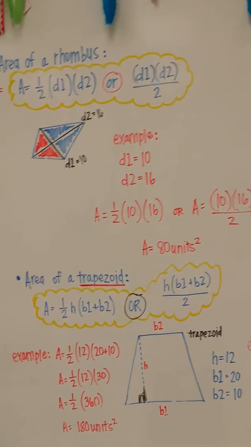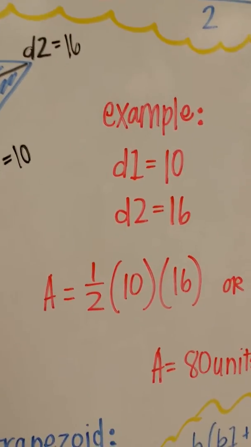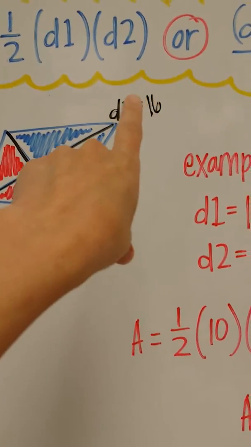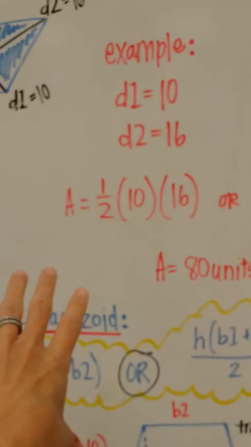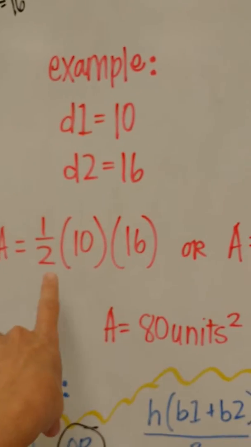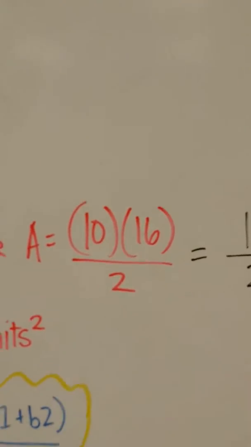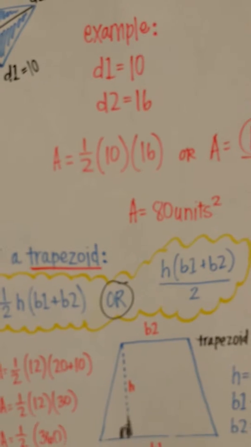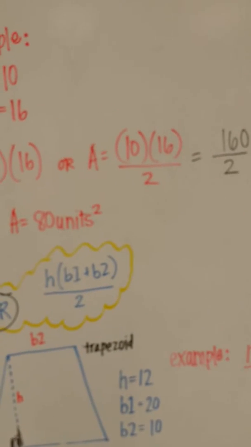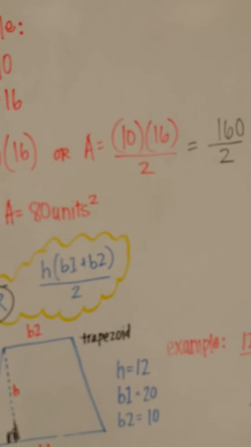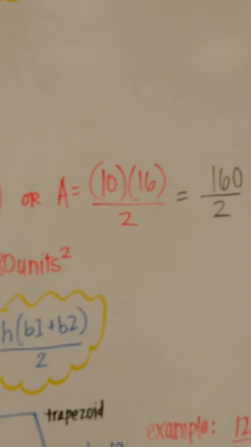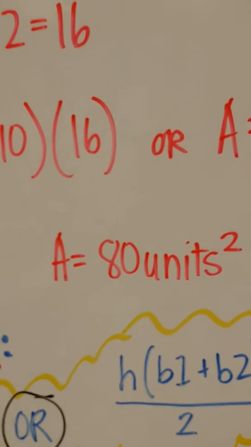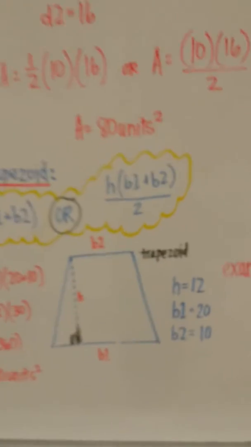So if you look at the little diagram, it's not a kite, but it looks a little bit similar to a kite. My diagonal 1 is 10, my diagonal 2 is 16, so I'm going to plug those into the formula. I have 2 different formulas written, the one where you multiply by a half, and also the one where you're dividing by 2. So you'll have 1/2 times diagonal 1, which is 10, times diagonal 2, which is 16, or diagonal 1, 10, times diagonal 2, 16, divided by 2. Well, 10 times 16 is 160, and when you divide 160 by 2, you get an answer of 80 units squared. Okay, and that's a rhombus.